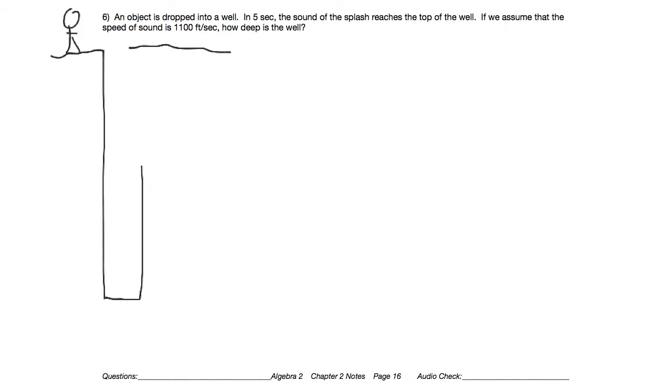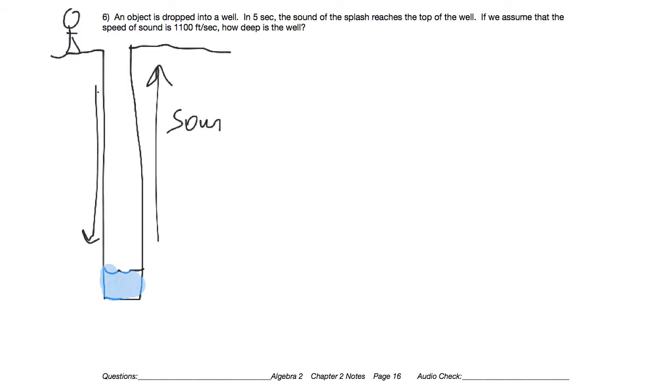I'm going to draw a little picture to help me out here. There's someone at the top of a well. There's some water down there. Color that water. So a person is going to drop the object into the well from the very top all the way down to the bottom of where the water is. And then the echo is going to travel back up.